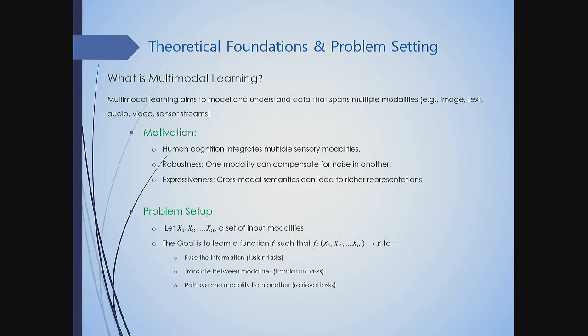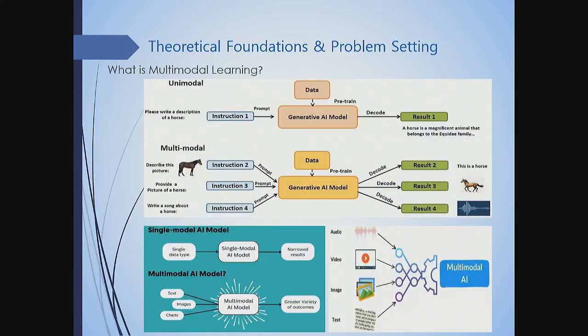What happens in this case is that there are some operations in a multimodality system. For example, you fuse information, which they call a fusion task, and then you can have translation between modalities, that's the translation task, and then you have retrieval, retrieving one modality from another, the retrieval task. I think we'll see it in detail ahead. But you can see from here that this is what they call unimodal.